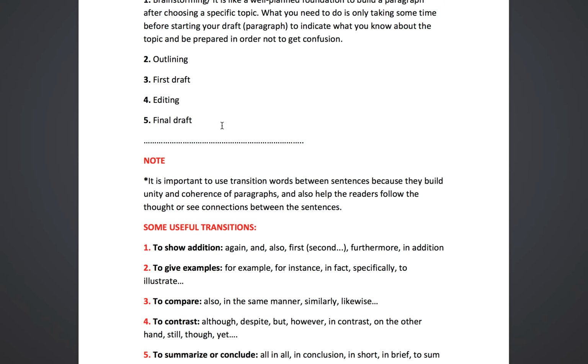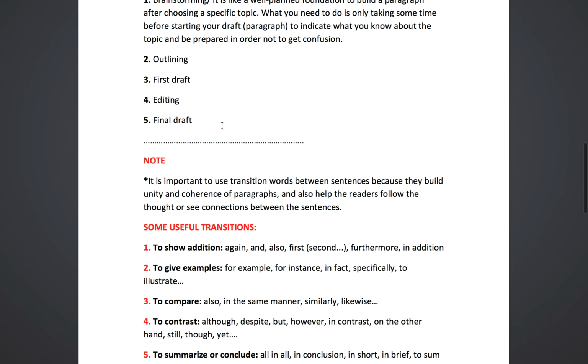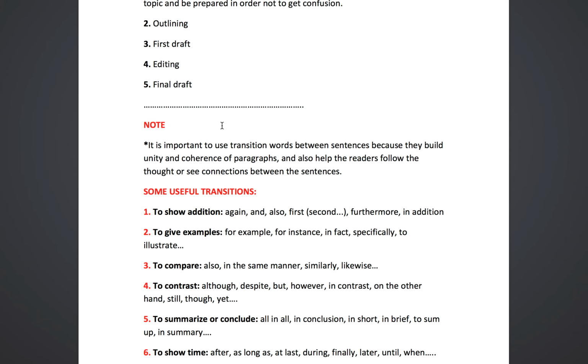The first draft is your first writing, including the topic sentence, the supporting details, and the conclusion. The first draft you can always edit or change things in, and when you edit it, the fourth point, then you can write your final draft without any hesitation or doubt. So your final draft will be your rough draft and your final writing.